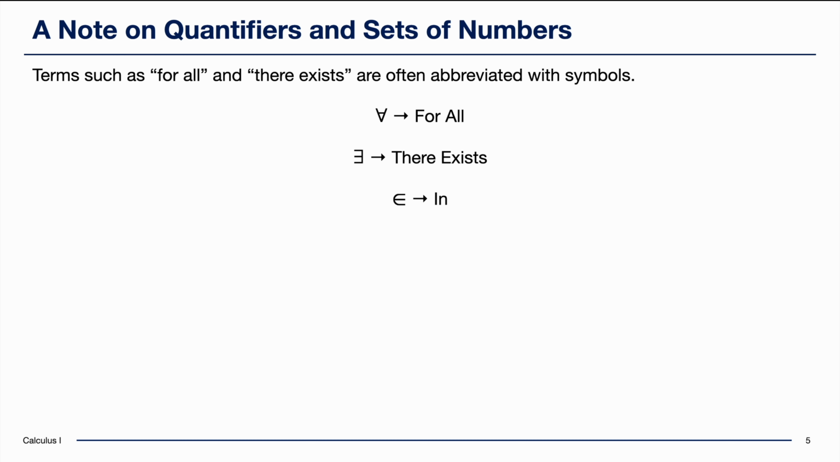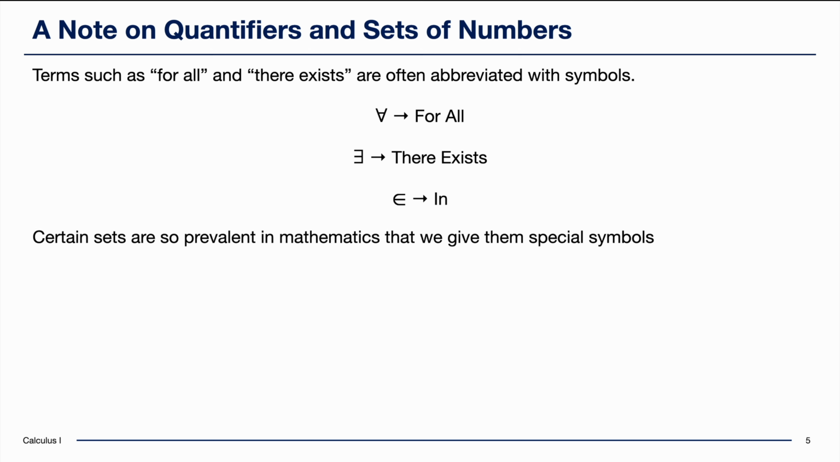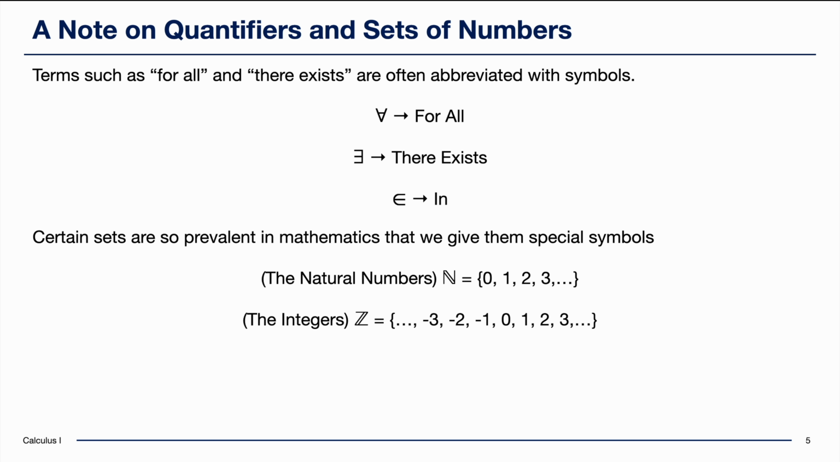Furthermore, there are sets of numbers that are so prevalent in mathematics that we give them special symbols. This N is the symbol for the natural numbers, which are 0, 1, 2, 3, and so on. Note that some textbooks start the natural numbers at 1 instead of 0. The integers, denoted by this Z symbol, are the natural numbers and their negative counterparts.